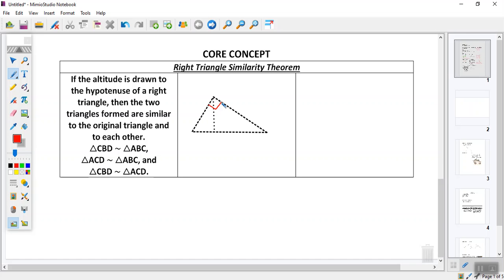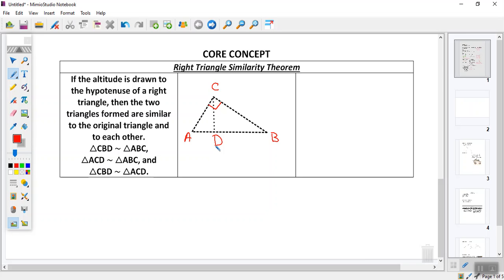I gotta think about this for a second. Label this A, B, C, D like this. A, B, C, D. I'm not gonna get too wrapped up in what this core concept is, but what it says is this. If the altitude is drawn to the what?